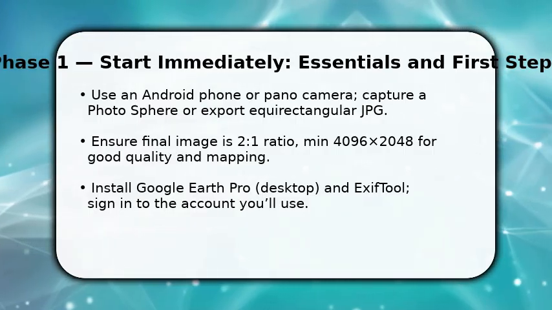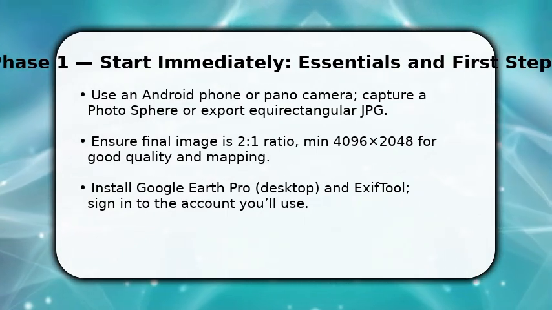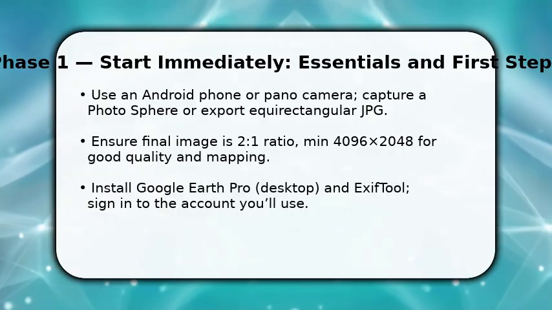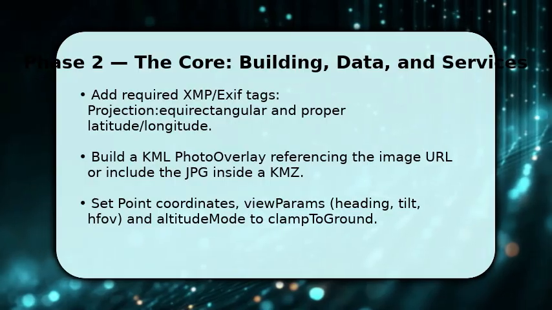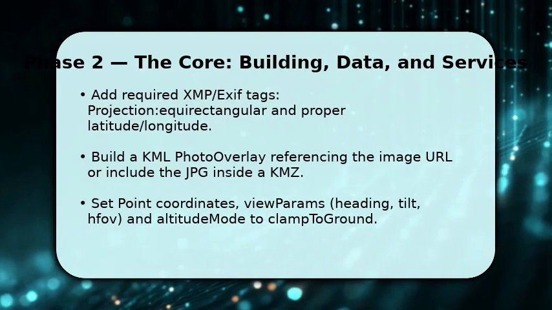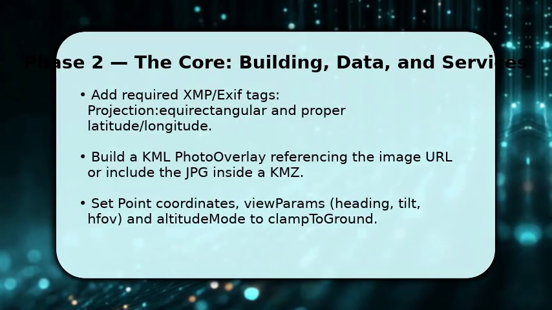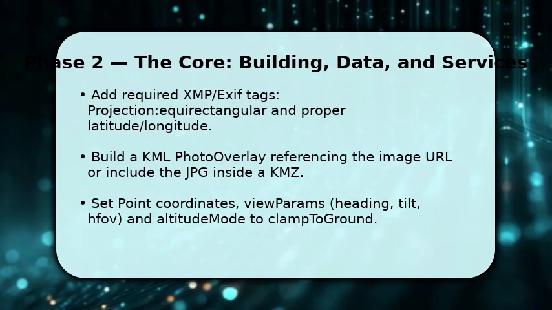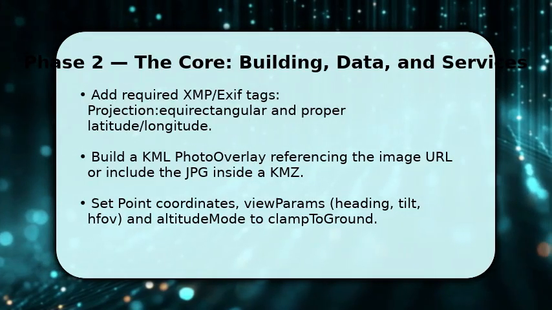Meanwhile, make sure Google Earth Pro is installed, and you have EXIF tool or similar ready to inspect and set the image metadata. Next, prepare the file and KML that tell Google Earth how to place the sphere. First, embed or verify equirectangular metadata with EXIF tool so Google Earth reads it as a 360 image, then host the JPG online or package it into a KMZ.